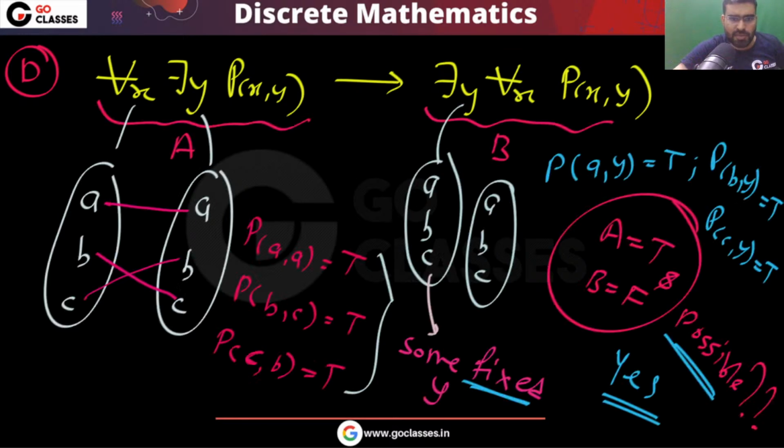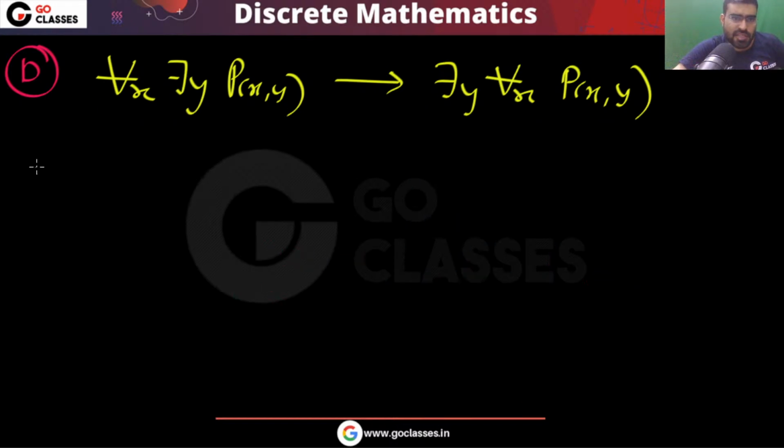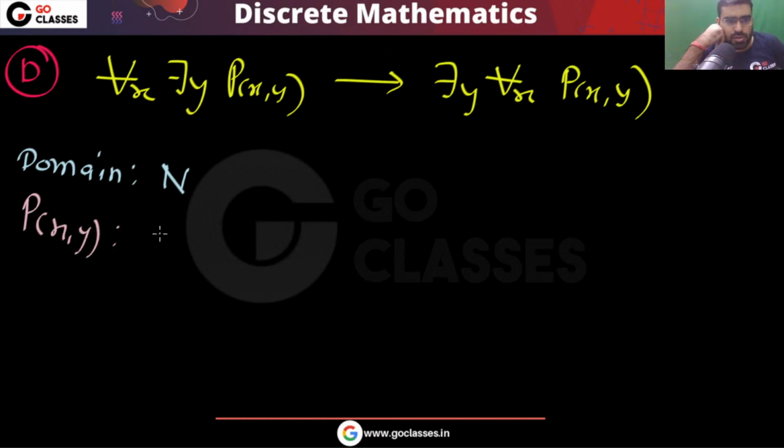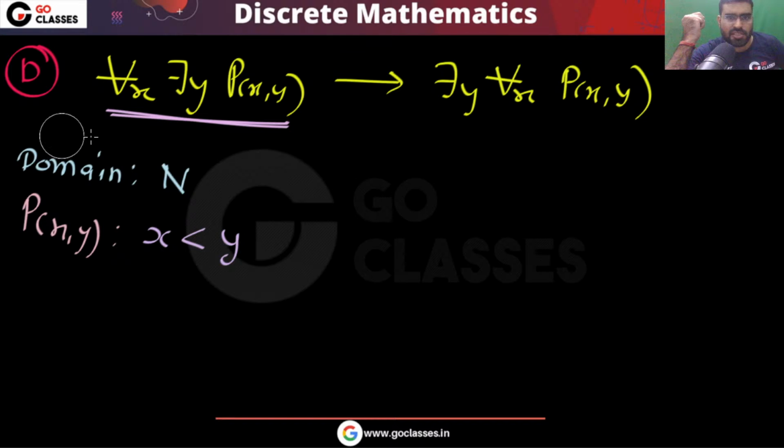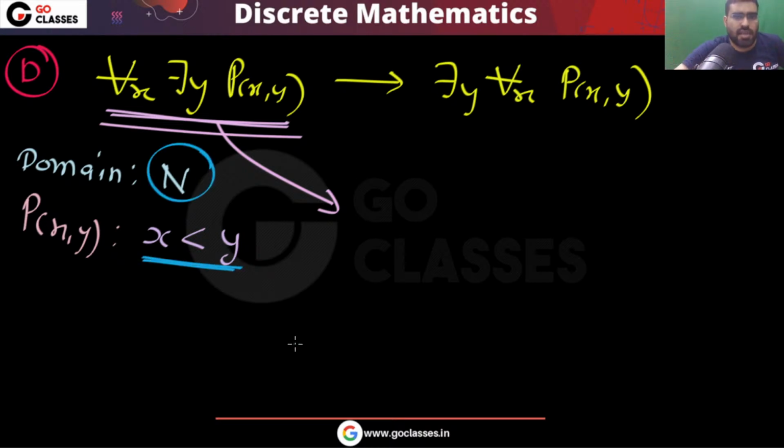If you are not understanding, let me take a concrete example. Consider that the domain is the set of natural numbers, and let me assume that P(x,y) is x is less than y. Forget about the other side, only look at this: the domain is the set of natural numbers, and P(x,y) is x is less than y.